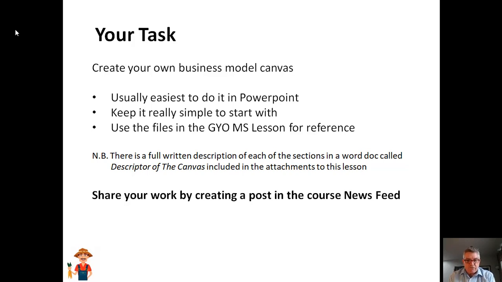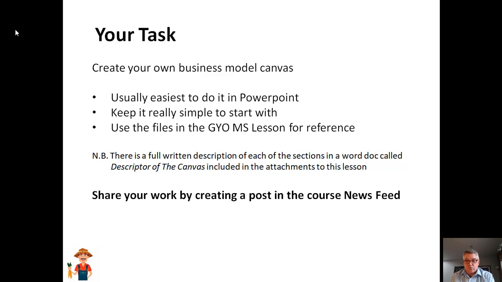Note there's also another Word doc in there which is a fuller written description of each of the sections. That doc's called Descriptor of the Canvas. If you find yourself struggling, then take a look at that doc. It might give you a few more ideas or clarify a few more points. Otherwise, you can always go to your newsfeed and ask questions in there, and either myself or part of the team or peers on your course will help you out.